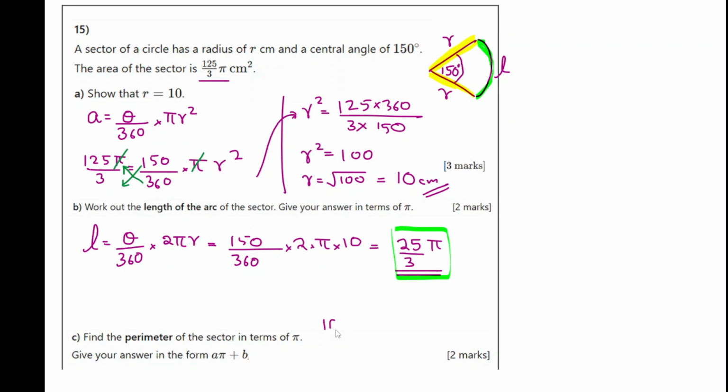R is 10 plus the other R is 10 plus 25 pi over 3. Now it says to give the answer in the form A pi plus B. So A and B are numbers. Now this question does not say they are integers. So there are some questions where they say they are integers, whole numbers. This one does not. So the pi term first, that will be 25 over 3 pi plus 10 and 10 goes at the end, which is B. B is 20.